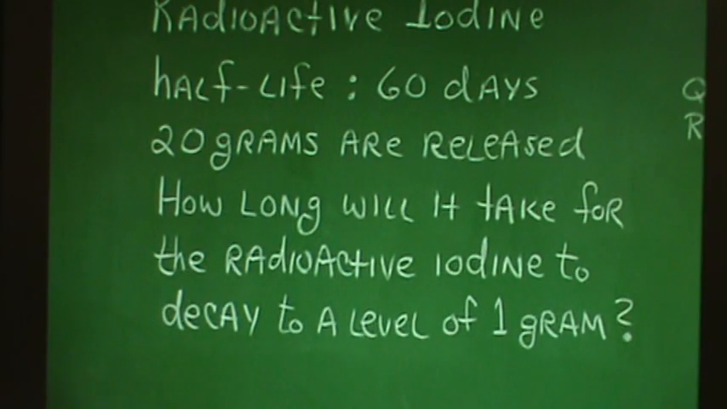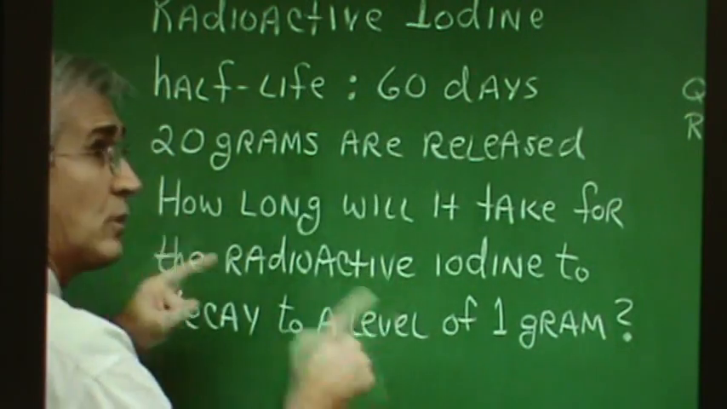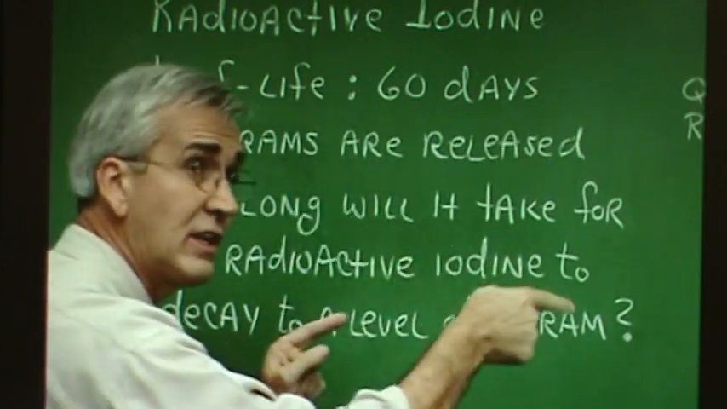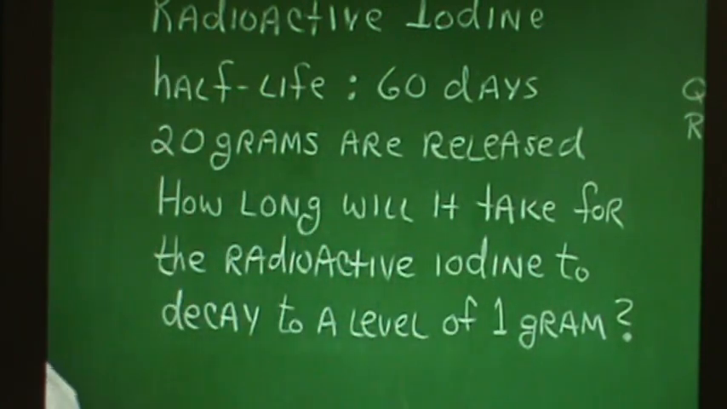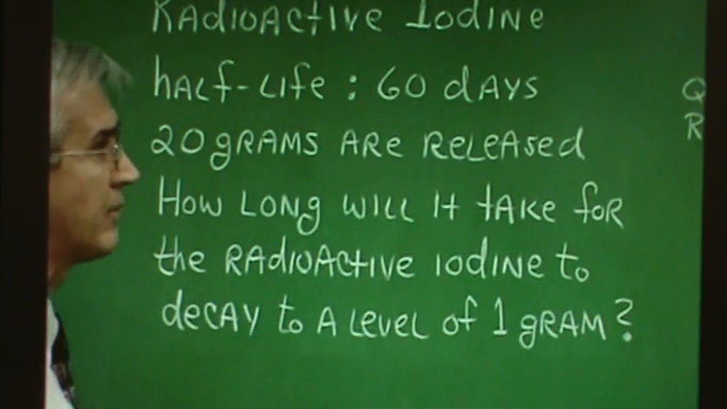Well, we could figure it out by saying, gee, in 60 days, if we start with 20 grams, in 60 days we'll have 10 grams. In another 60 days we'll have 5 grams. In another 60 days we'll have half of that, and so on. So we could kind of get at it like that. But let's make a mathematical model to tell us how long it's going to take for 1 gram to remain.